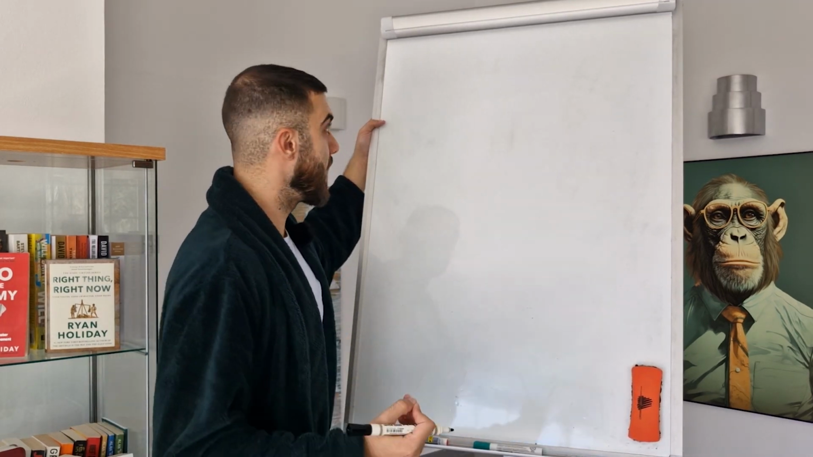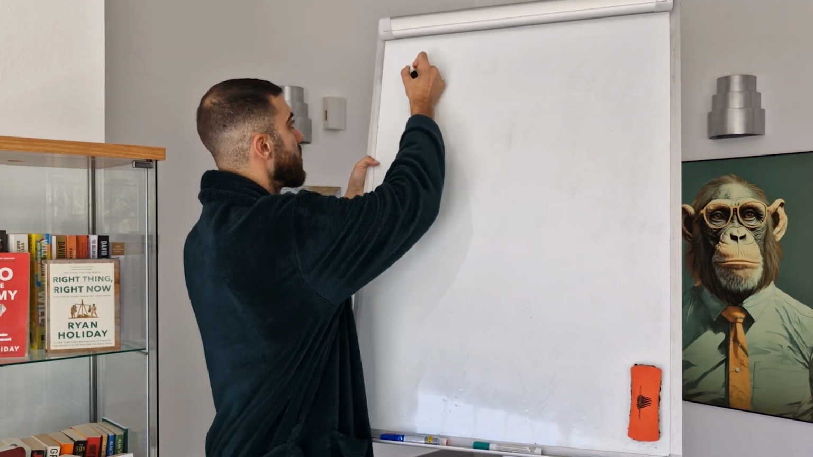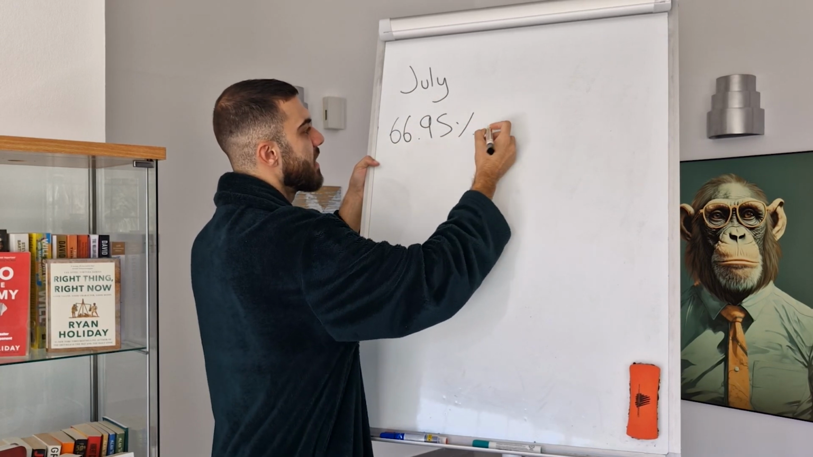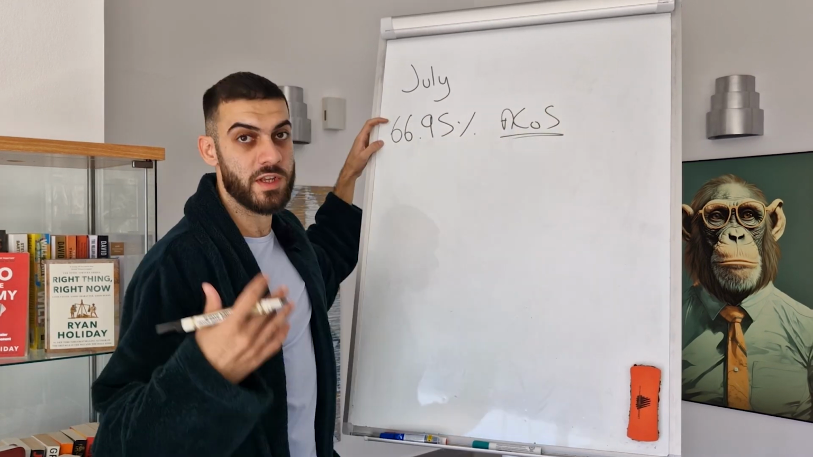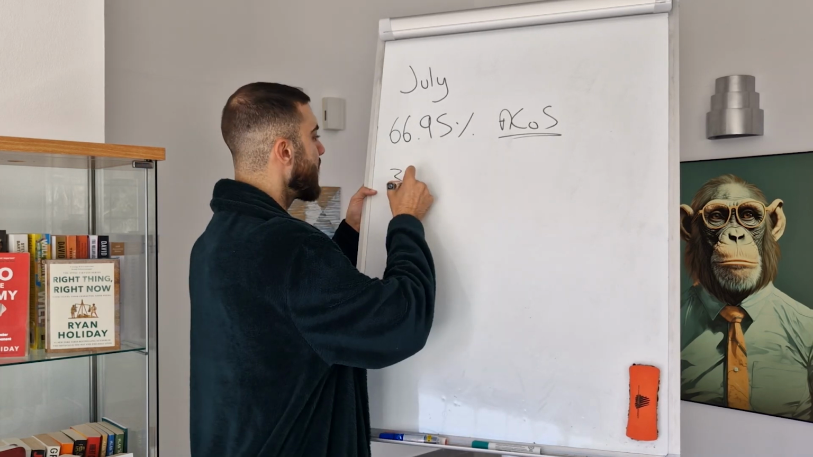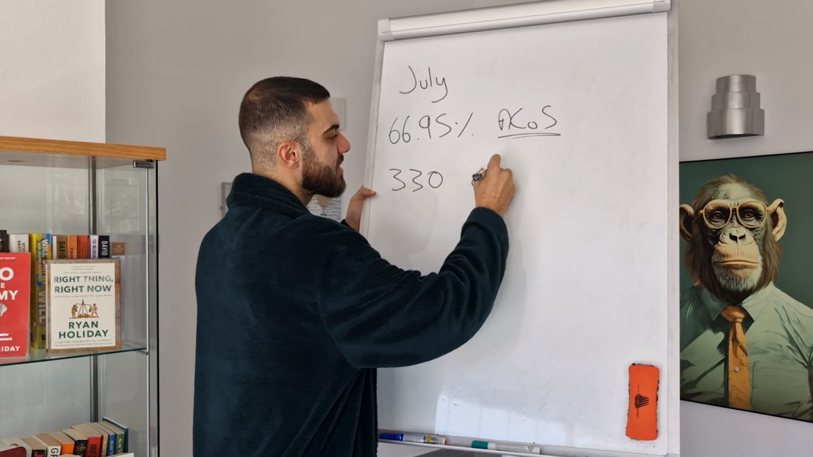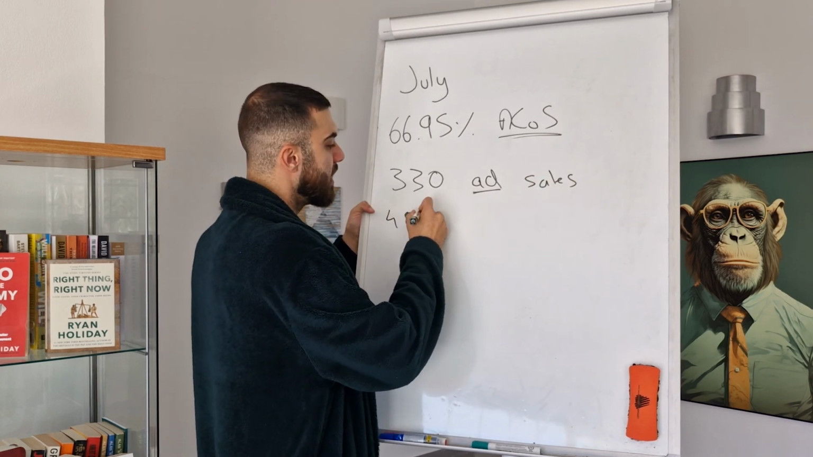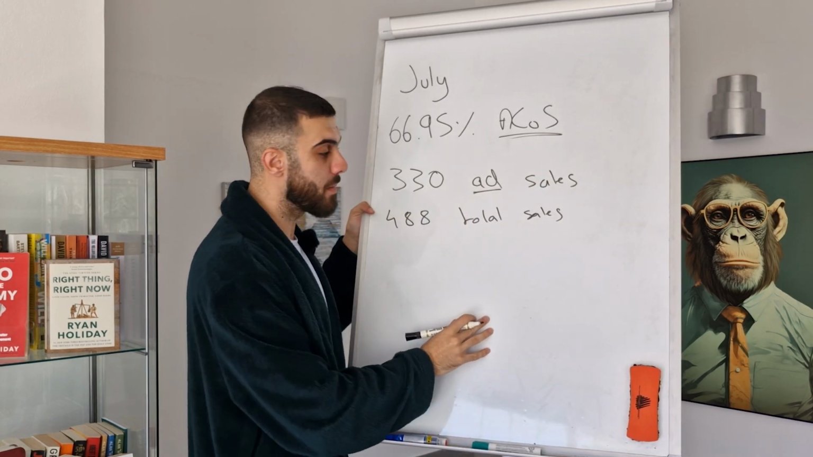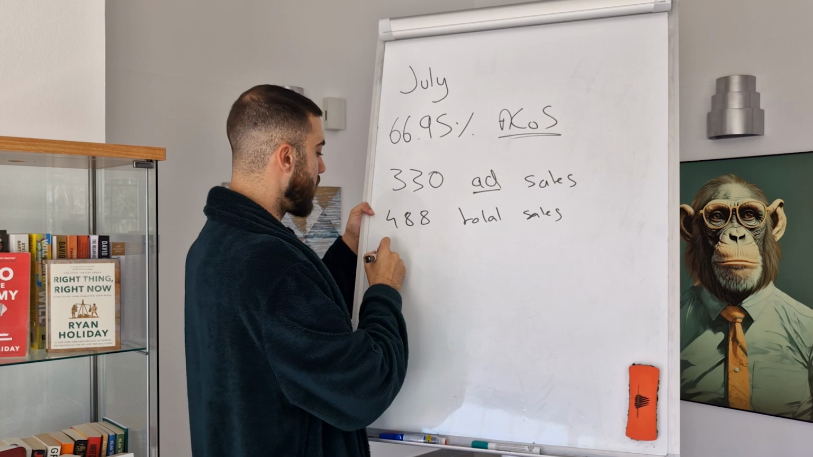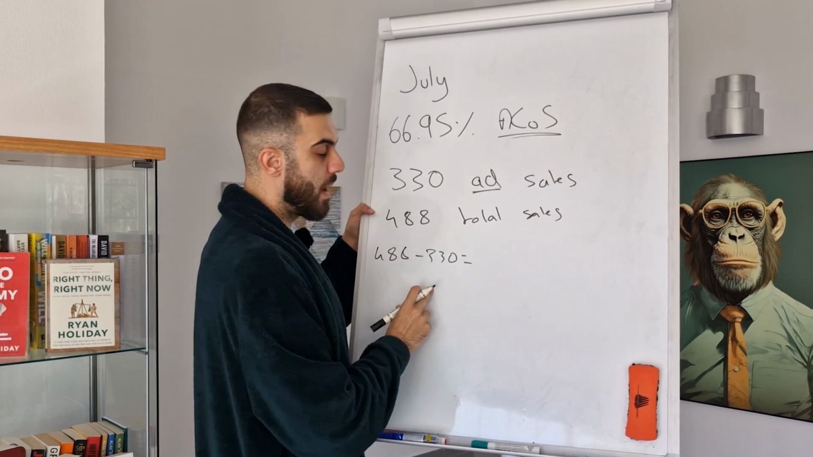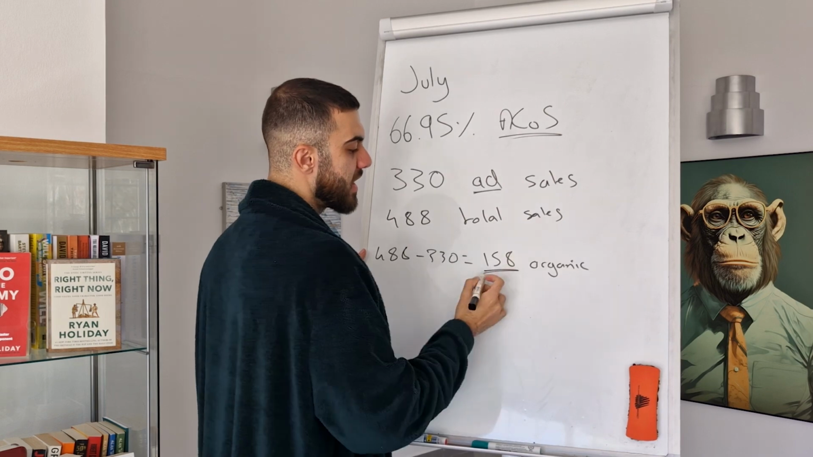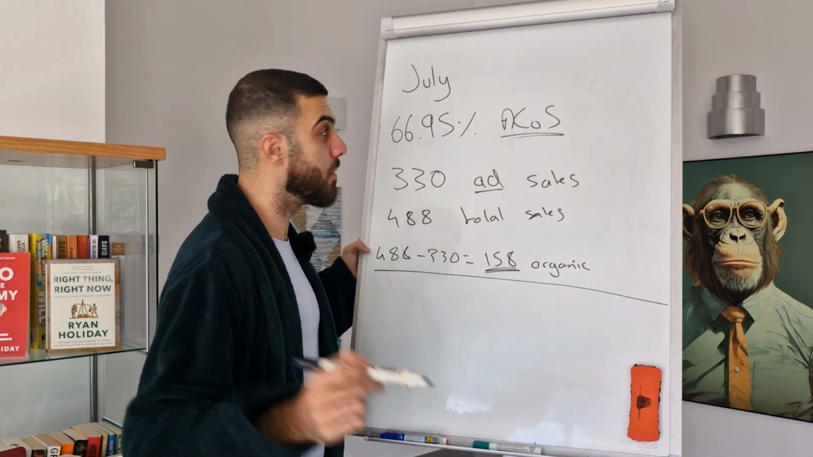During the launch of my book, the launch month, which was July, I had a 66.95% ACOS. Not total ACOS. This was my ACOS for the first month. What that gave me is 330 ad sales, which are sales made from ads, and 488 total sales. If we do some maths, all we have to do is 488 minus 330, and we can figure out our organic sales, which is 158. That's my organic sales for the month of July.